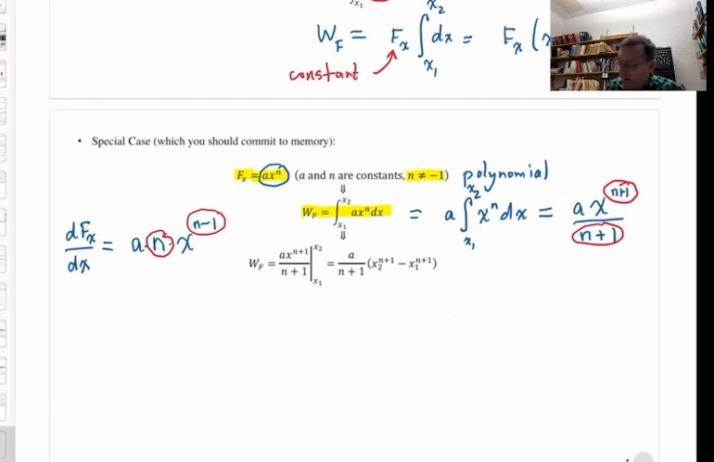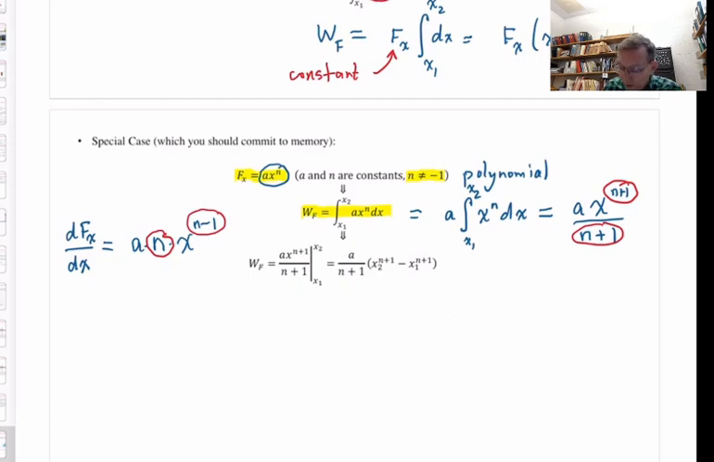And the reason that's the right answer for the integral is because it has to be the case, by the fundamental theorem of calculus, that if you take the derivative of that answer for the integral, you get the same function f that you started with. You can check that if you take the derivative of a times x to the n plus 1 all over n plus 1, you get a times x to the n.